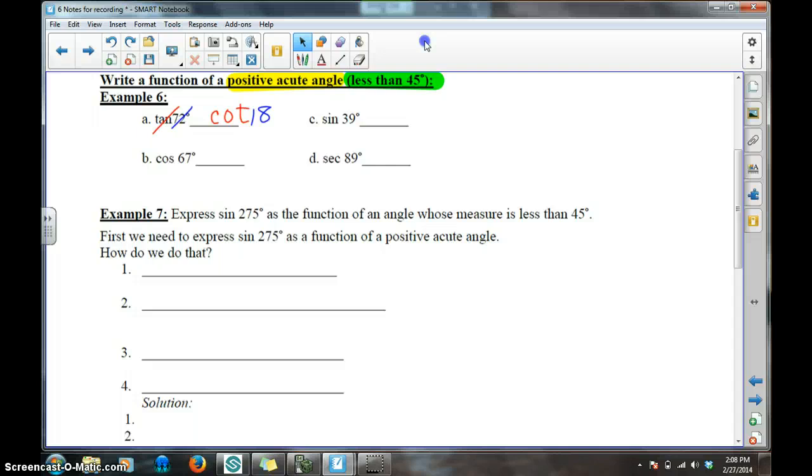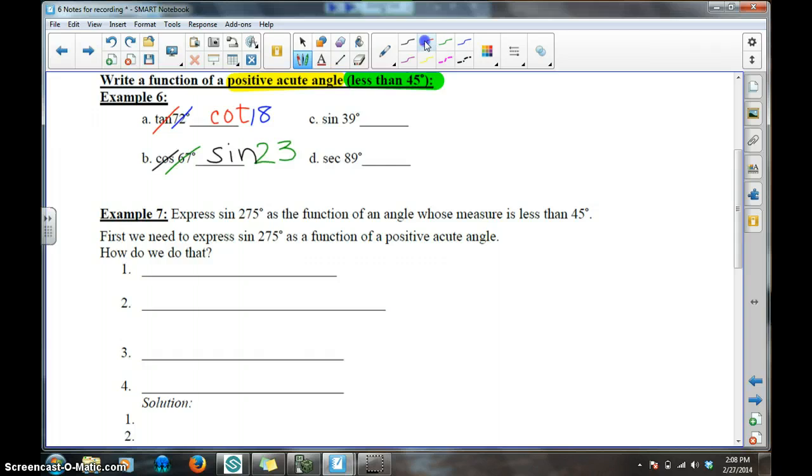Okay, let's try another one. Let's try cosine of 67. Once again, 67 is not small enough. So I need to find the complement for 67. It'd be 23. And I need to find the cofunction for the cosine function. And that would be sine. And that means that the cosine of 67 and the sine of 23 would have the same answer. Still good? All right, what would I do if I were given the sine of 39?